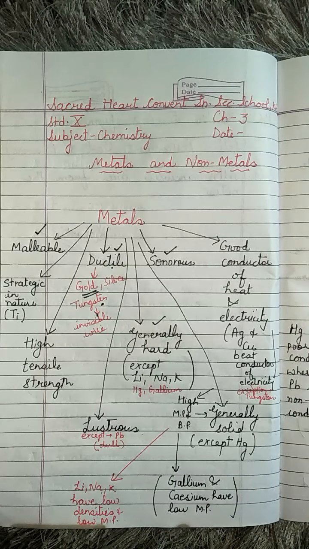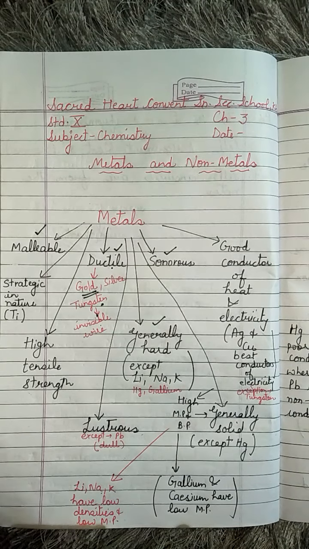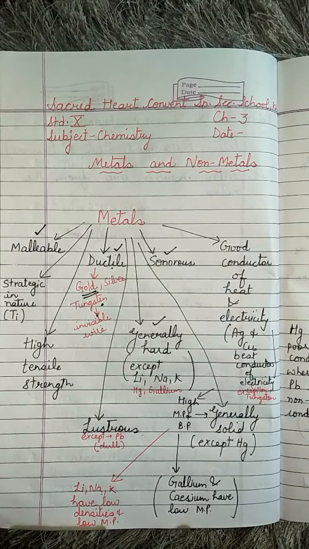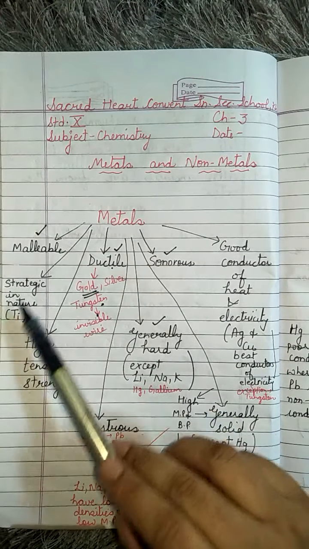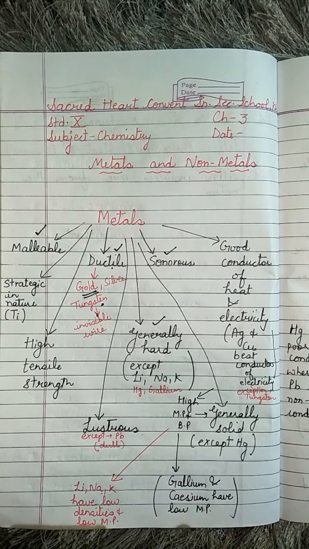Exceptions should be very clear to you, because whenever examples are asked, those will be mainly on the basis of exceptions. Fine. Then, metals are known to be strategic in nature, like titanium. What is the meaning of the word strategic? It means metals are used for the country's defense purpose.